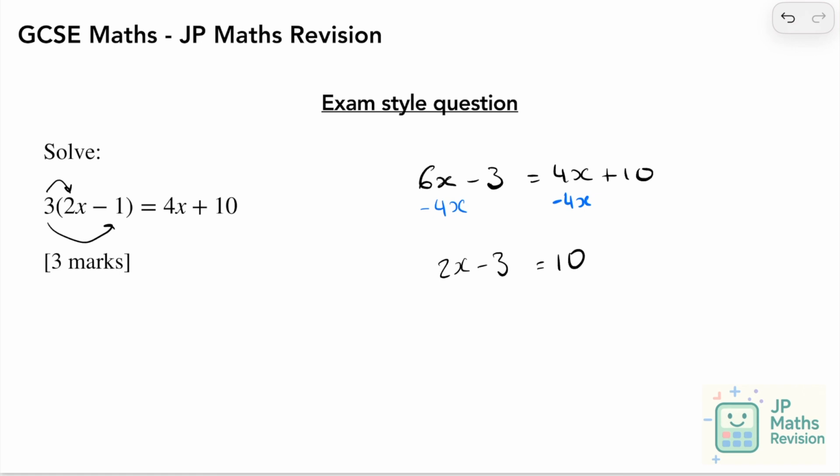So now I need to get x by itself. The thing that's in the way of x being by itself is the 2 and the minus 3. The opposite of minusing 3 is adding 3. So I end up with 2x equals 13. And now I need to get rid of the 2. The opposite of timesing by 2 is dividing by 2. So I end up with x equals 13 over 2, which you can leave as your answer if you want, or if you know that is a decimal, you could write that as 6.5. Okay?